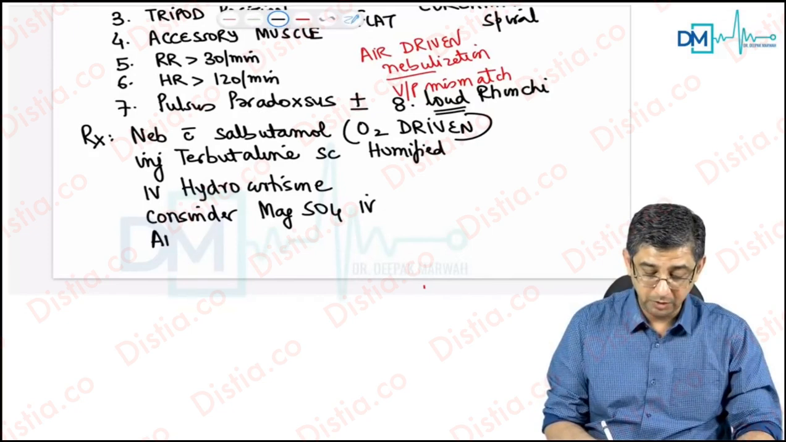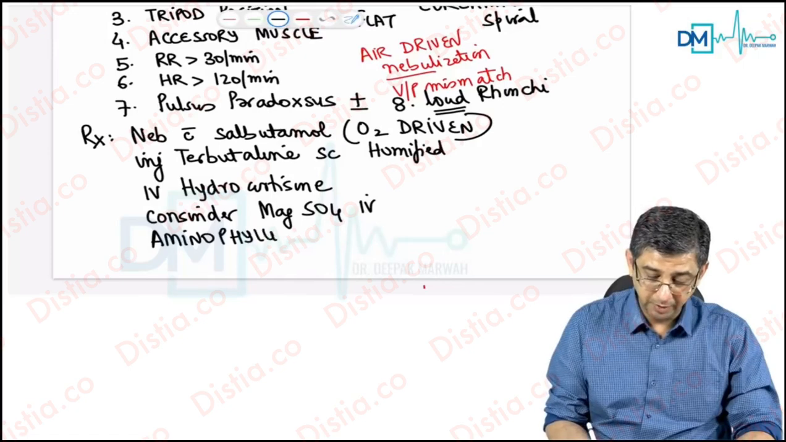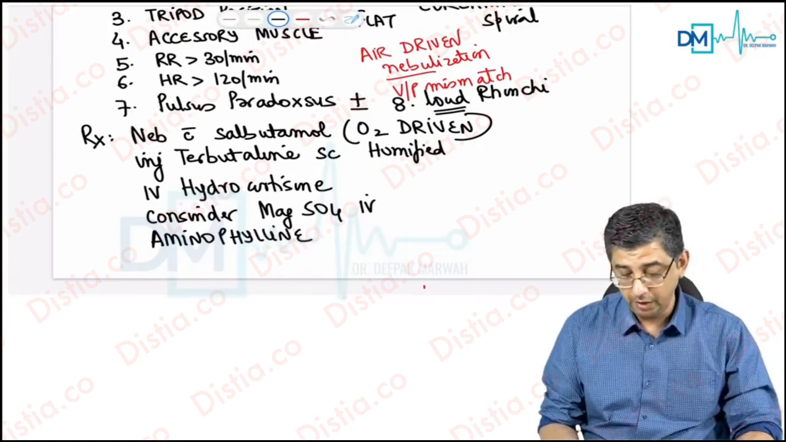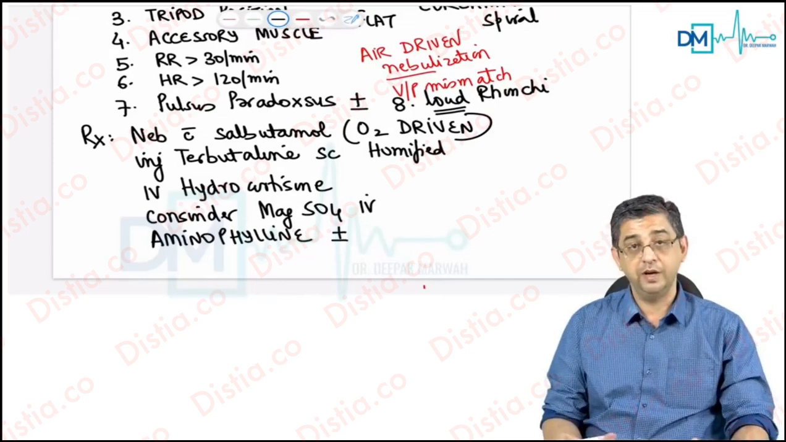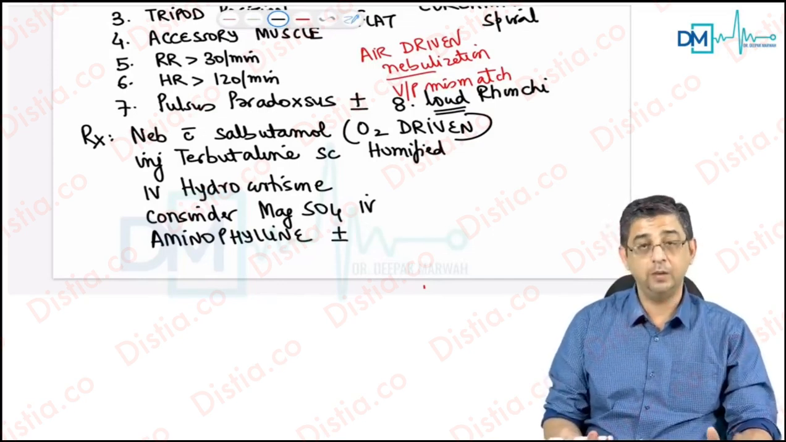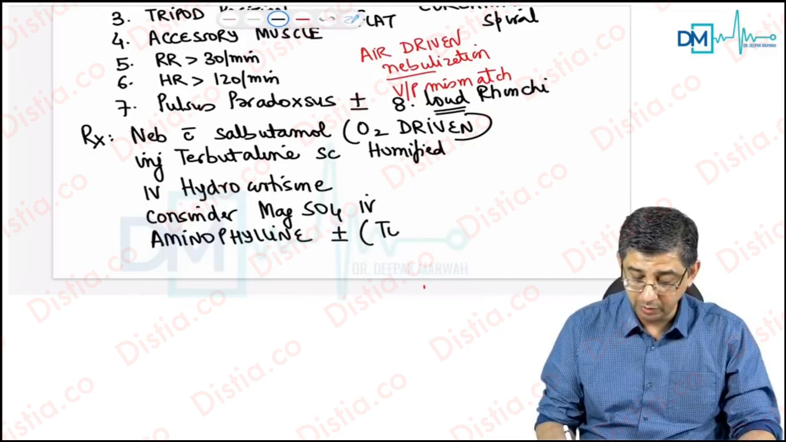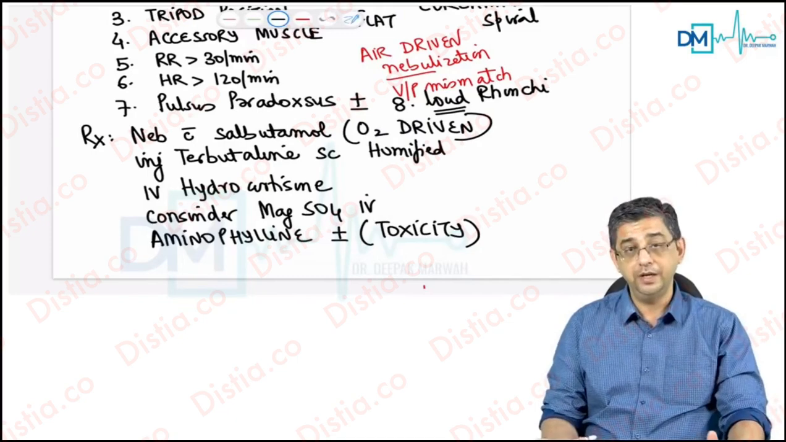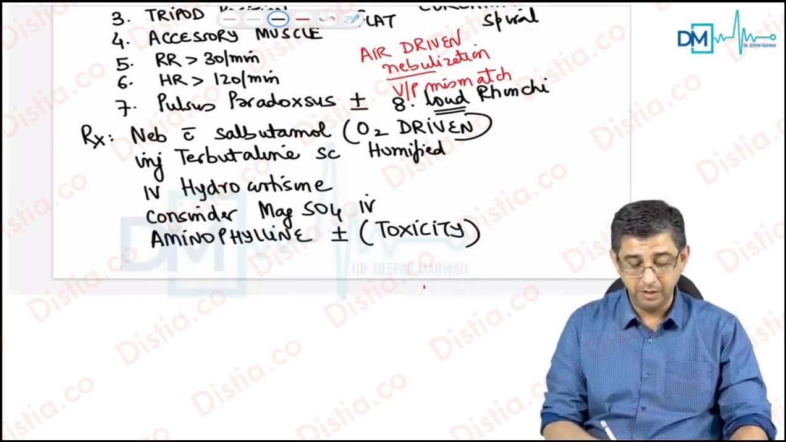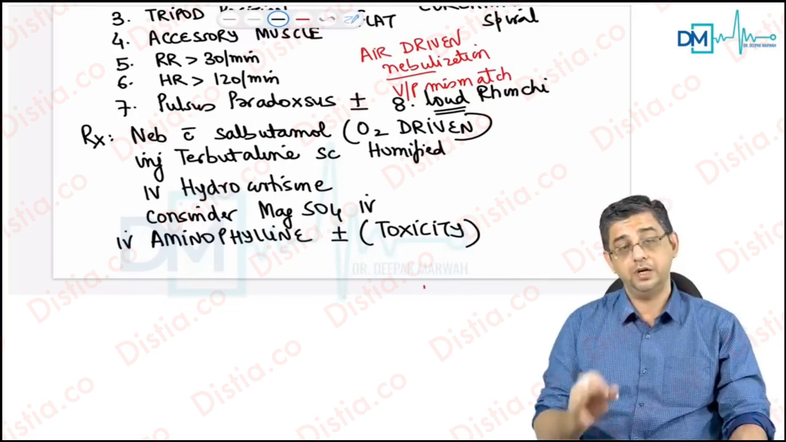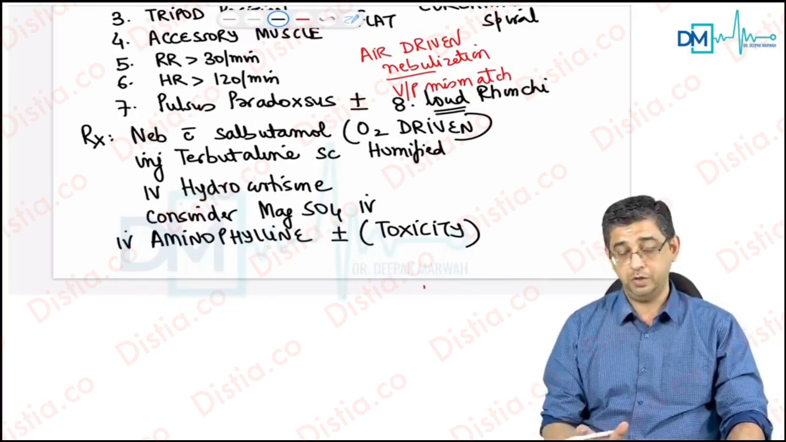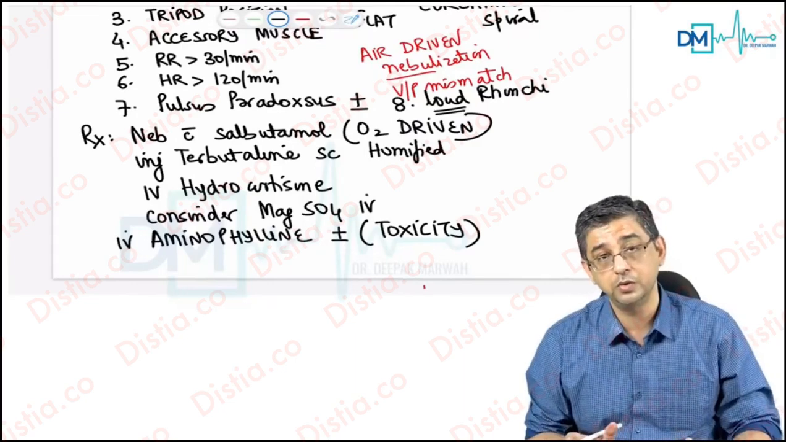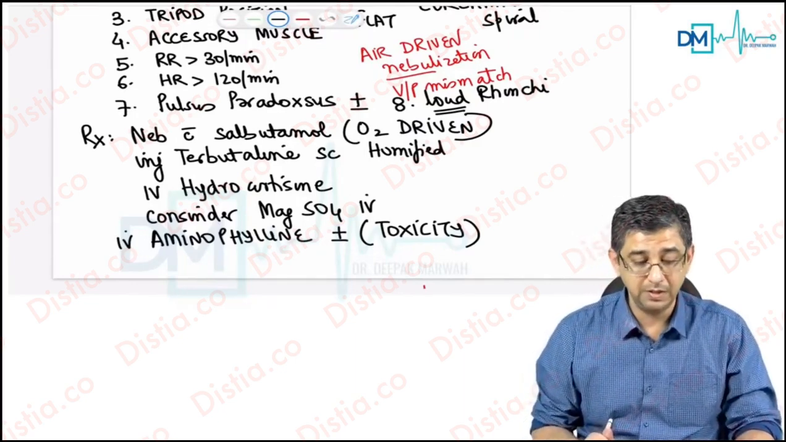I would also like to mention the next statement, which is mentioned in Harrison. He has mentioned that aminophylline may be considered. I'm writing aminophylline plus minus. Why so? Because some guidelines state that aminophylline is not recommended, especially because of the toxicity associated with it. Please appreciate that in earlier years, an intravenous aminophylline drip was always started in every severe acute asthma patient. But now he is saying that do it on a case-to-case basis.